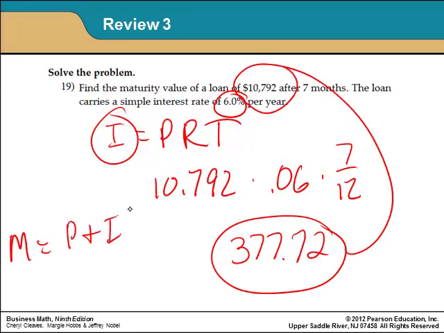If we add that to the principal, we'll get the maturity value. Maturity value is principal plus interest. So add that to 10,792 and we get $11,169.72.